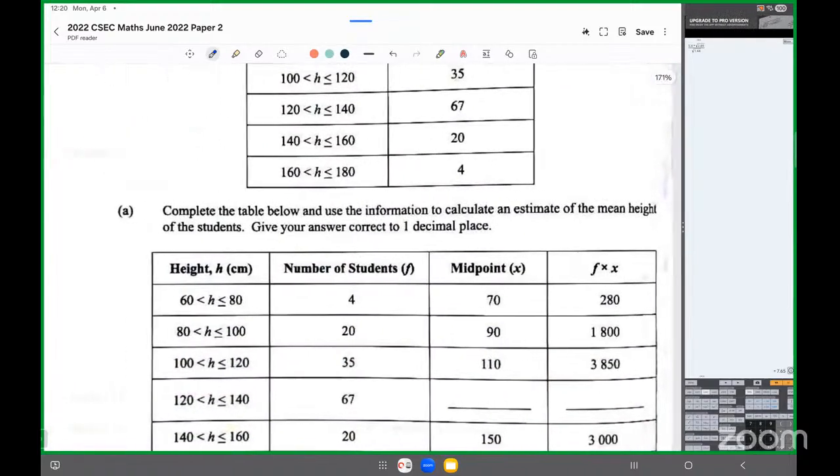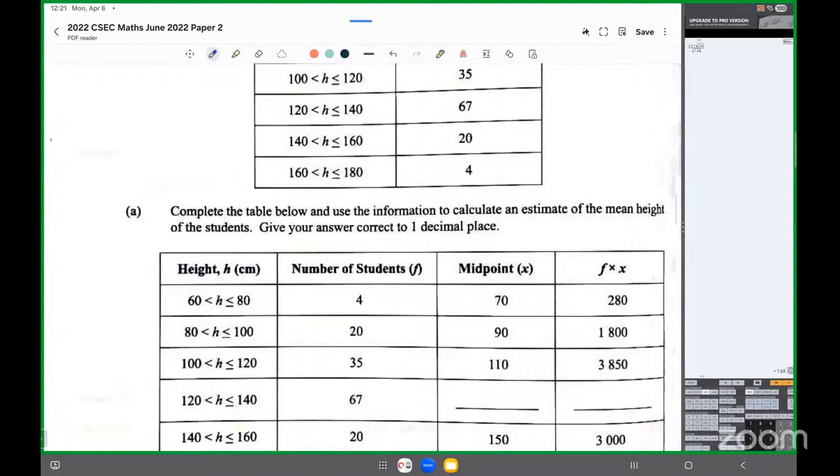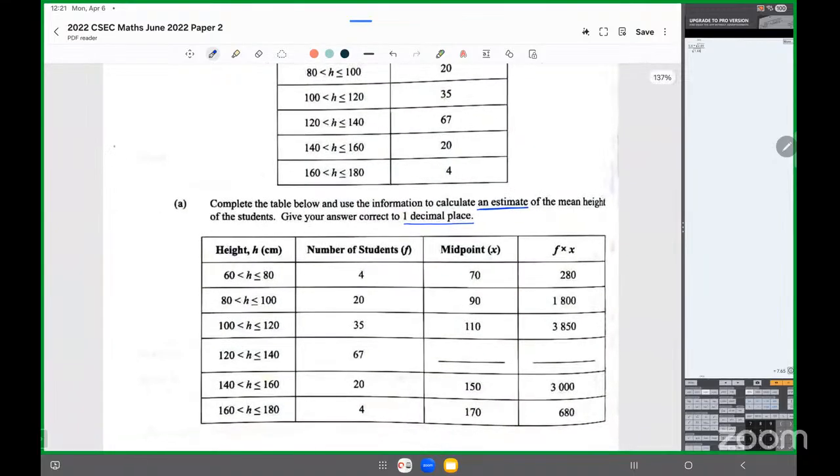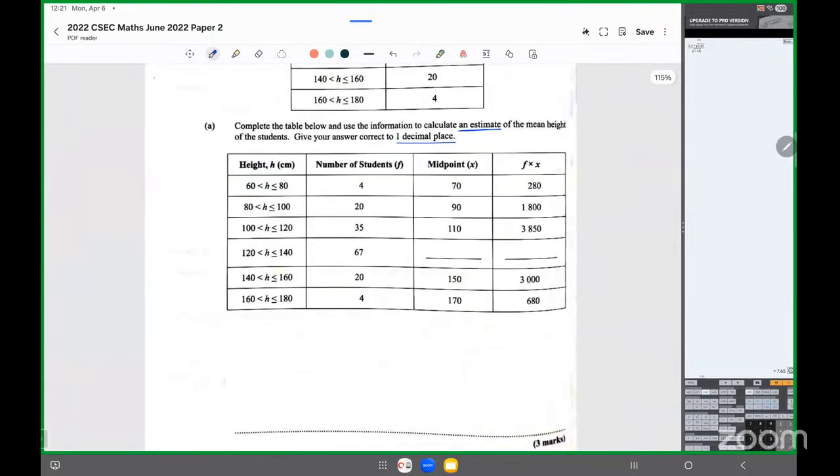It says, complete the table below and use the information to calculate an estimate of the mean height of the students. Give your answer correct to 1 decimal place. So I want the estimate of the mean. Let's write the formula for the mean. Remember, the estimate of the mean is the sum of fx divided by the sum of f. That's the estimate of the mean.